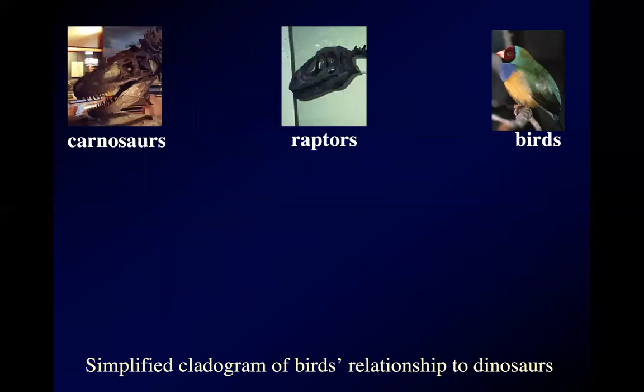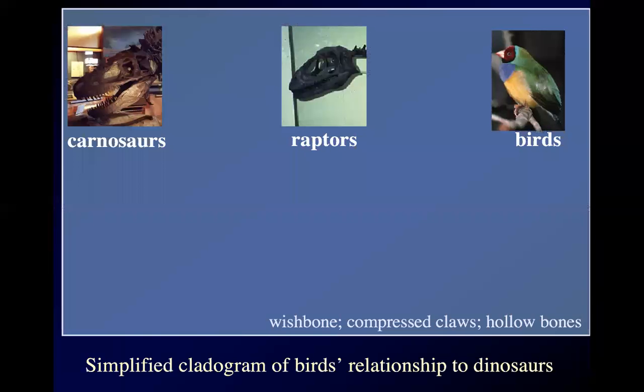So if we put the whole thing together, we can say that birds, velociraptors, and carnosaurs like T-Rex all share a wishbone, hollow bones, and those compressed claws. The simplest explanation is that all three descend from a common ancestor. There was a species sometime in the past that lived, and ultimately a population of that species divided into two new species, and those divided further, and so on.